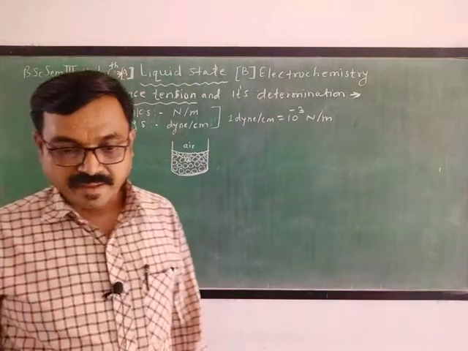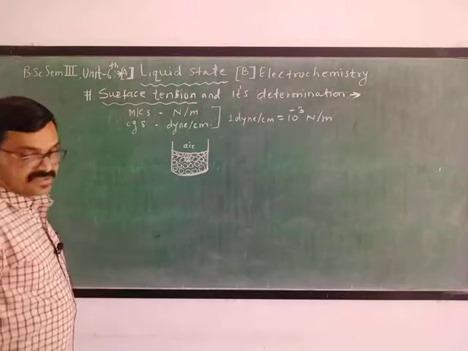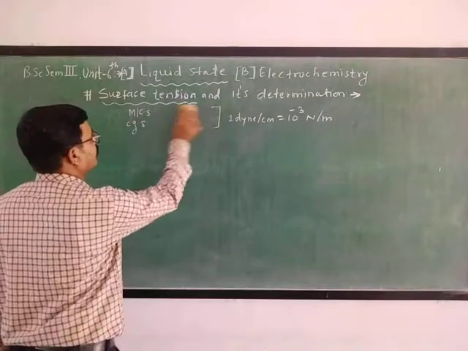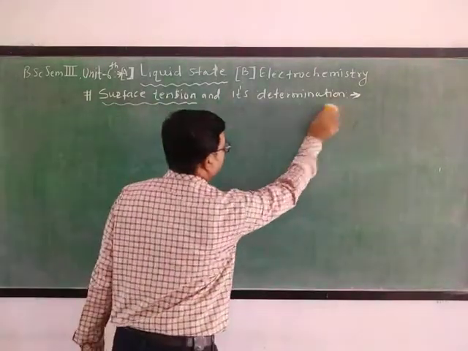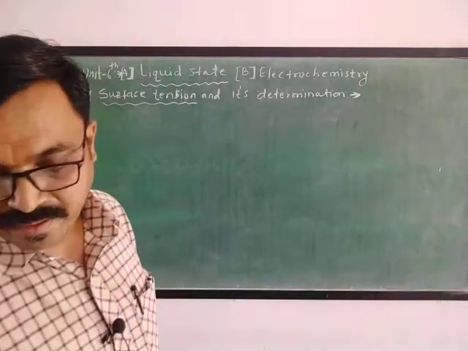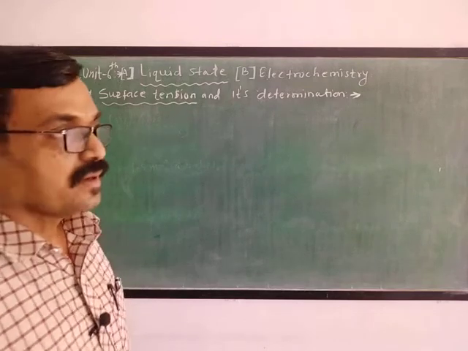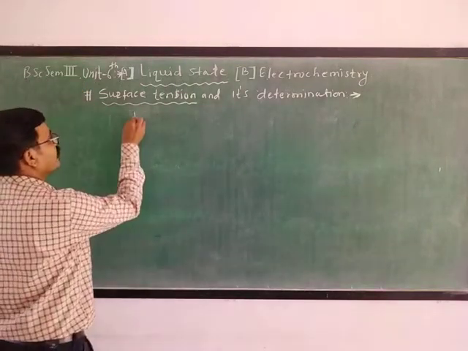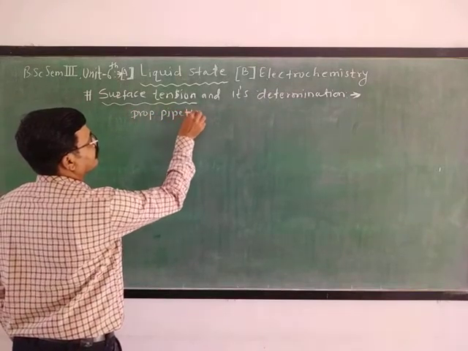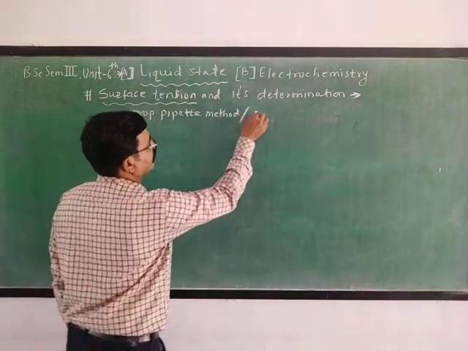Now see, determination of surface tension of the liquid. This surface tension of the liquid is determined with the help of a glass apparatus, and this glass apparatus is known as a stalagmometer. This method is also known as the drop pipette method, or drop number method.